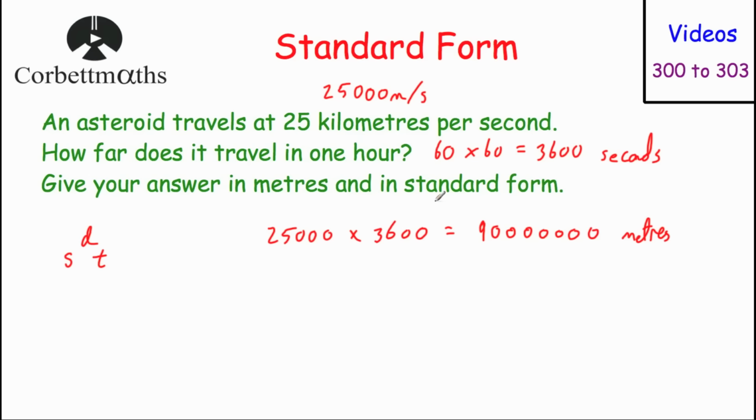Now the question says to give our answer in standard form. So this is a very large number, so we want to give this in standard form. So a number between 1 and 10, well, let's choose 9, multiplied by 10 to the power of 1, 2, 3, 4, 5, 6, 7. So the answer would be 9 multiplied by 10 to the power of 7 meters.